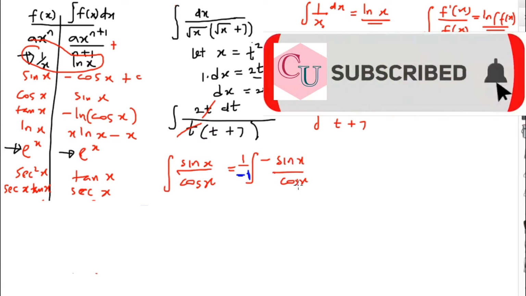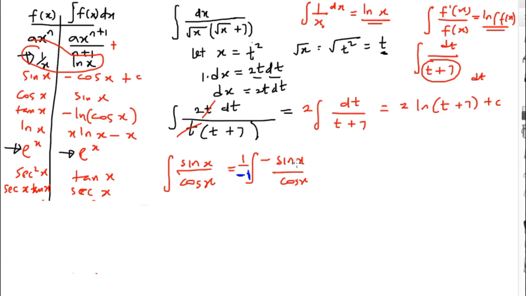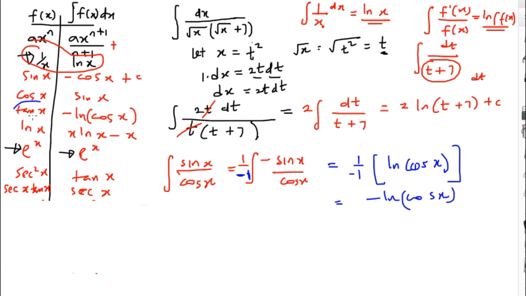Okay, now if I differentiate cos, I will have minus sine. According to this law, it satisfies it, and that's why I will have 1 over minus 1, then what? Ln of the denominator, which is the cos x, ln of cos x. Okay, and that's why the answer is minus ln cos x. And that's what I have right here for tan. That's what I have right here, minus ln cos x.